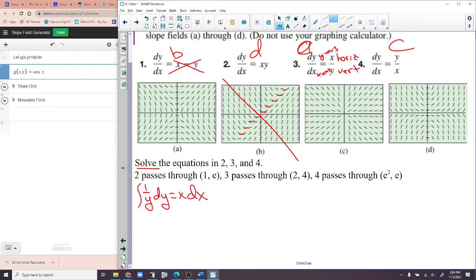Now we're going to integrate. We're going to back up to the original function. So we have natural log of the absolute value of y is equal to 1/2 x squared plus c, plus a constant. Now we're going to plug the point in. Natural log of e is equal to 1/2 times 1 squared plus C.